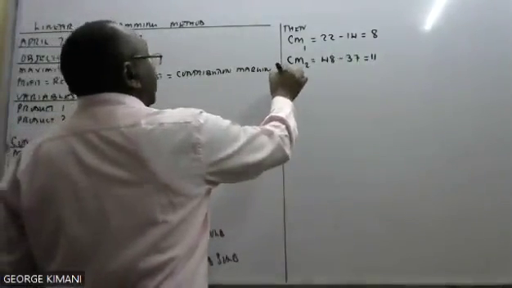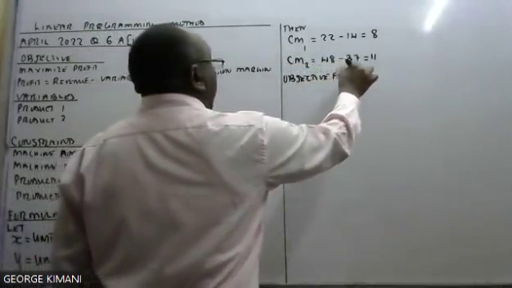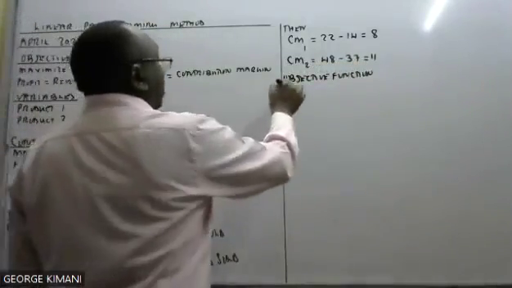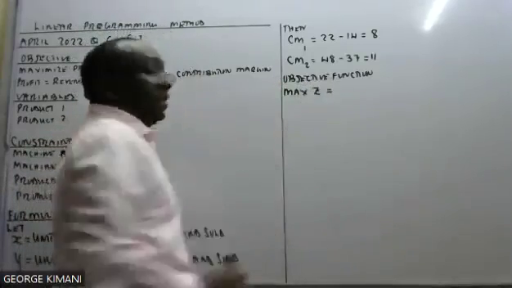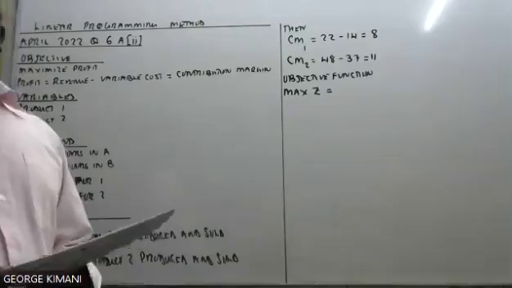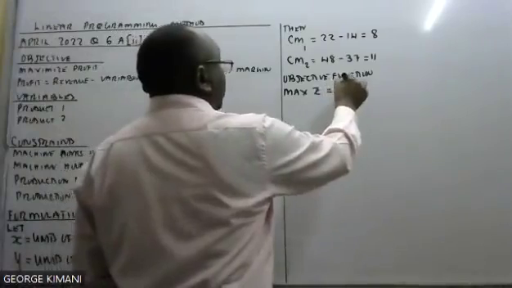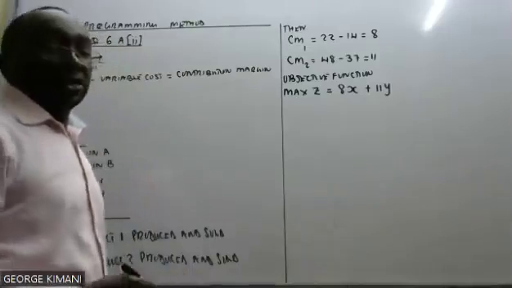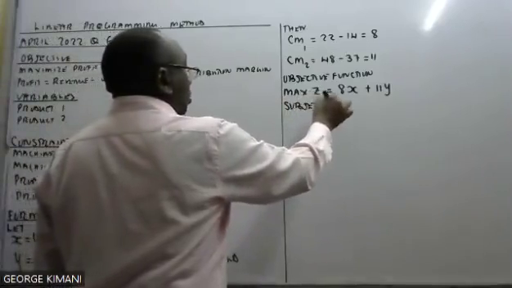Once you get that, you now bring the objective function. The objective function is written like this: maximize Z. We always use letter Z when we are dealing with maximization. When we are dealing with minimization, we use letter F. So this then will be 8x plus 11y. Now this is subject to.